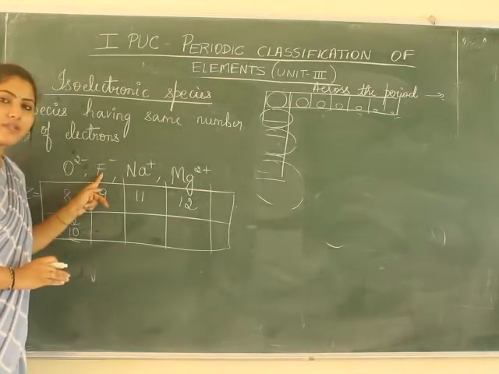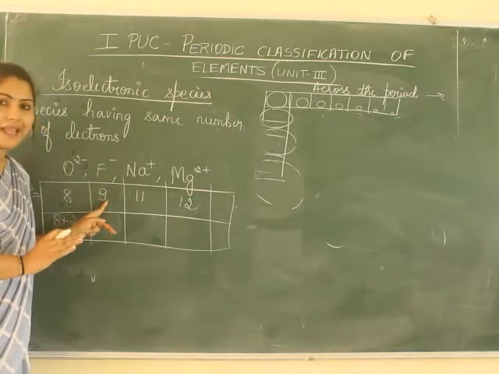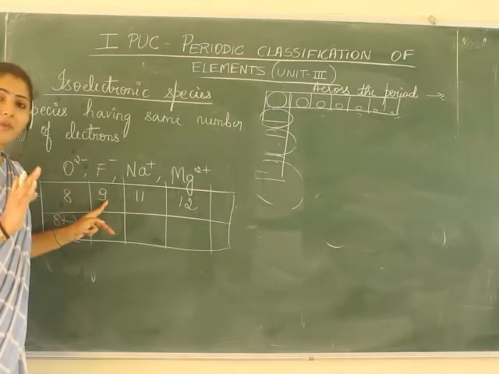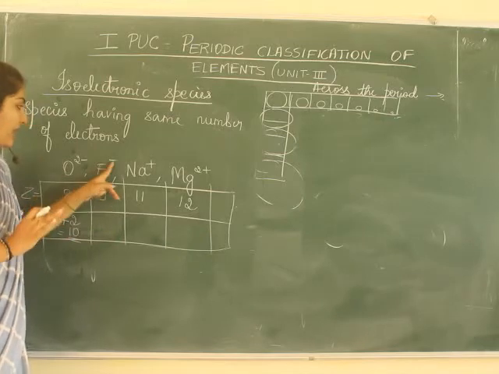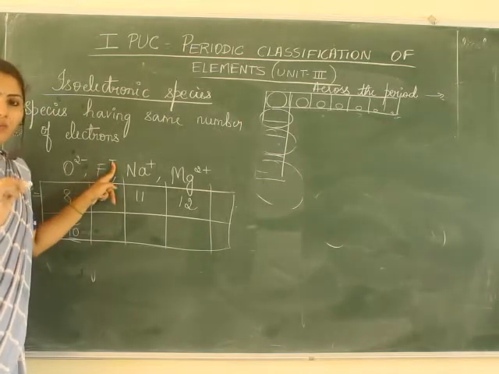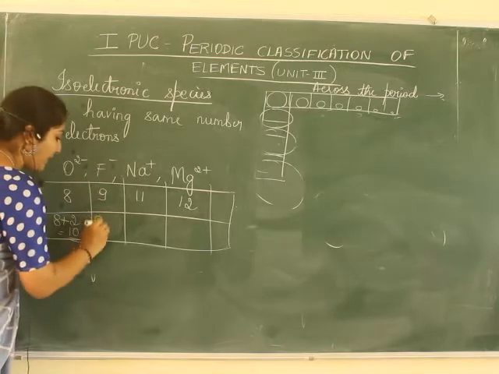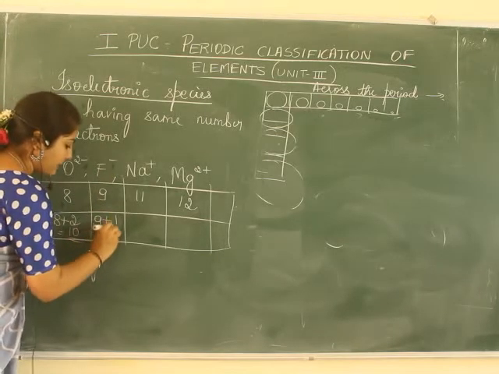Same way fluorine, you see, earlier it had 9. That means atomic number was 9. That means number of protons or number of electrons is 9. It has 1 extra charge now, minus. That means it has gained 1 electron. 9 plus 1, how much? 10.